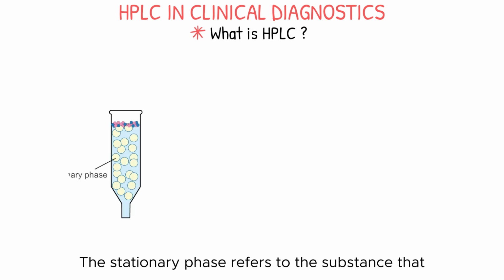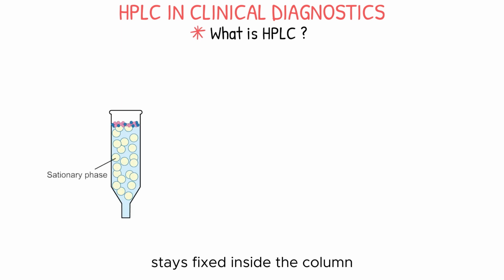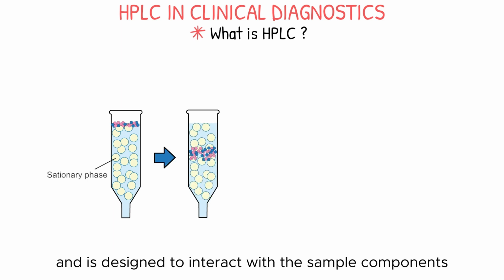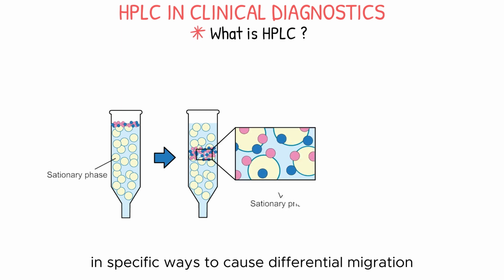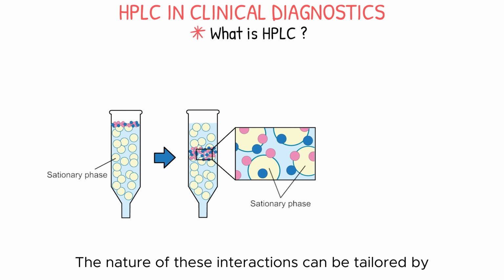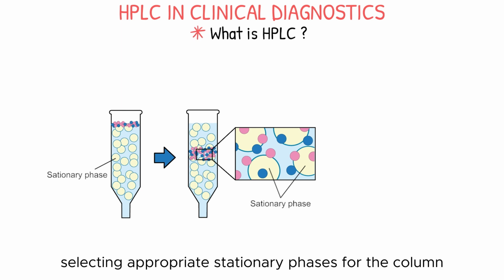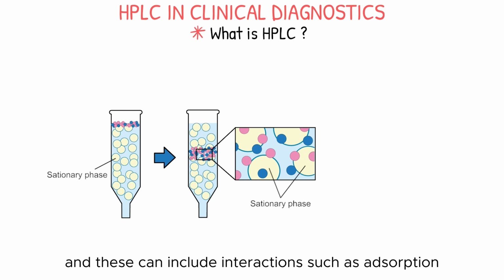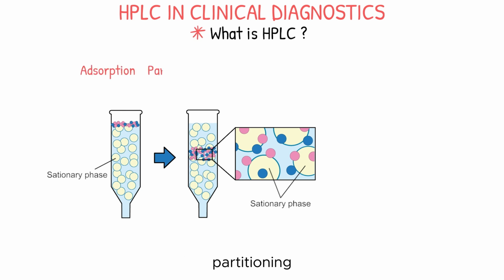The stationary phase refers to the substance that stays fixed inside the column. It is typically packed into the column and is designed to interact with the sample components in specific ways to cause differential migration and achieve separation. The nature of these interactions can be tailored by selecting appropriate stationary phases for the column, and these can include interactions such as absorption, partitioning, ion exchange, size exclusion, and affinity.